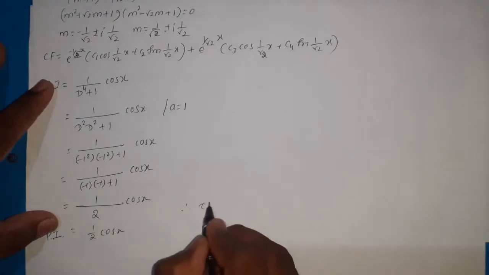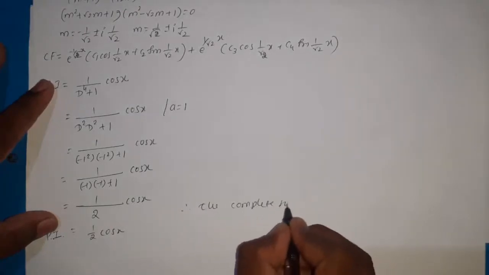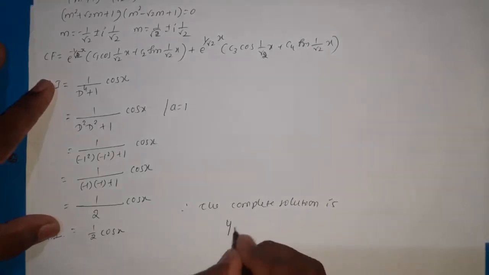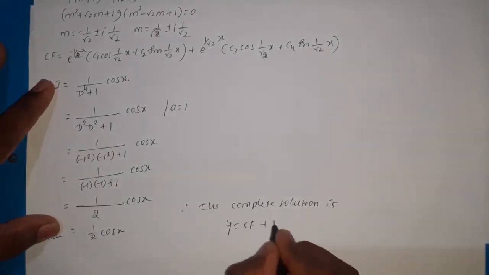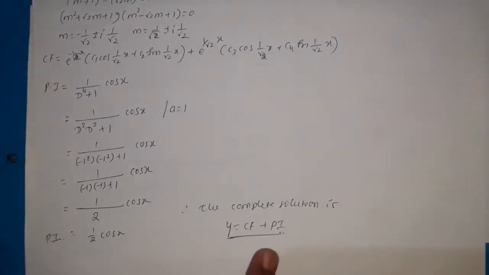Then the complete solution is y equal to CF plus PI. So write this completely, the complementary function along with the particular integral.